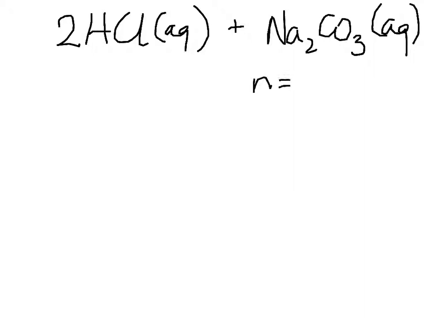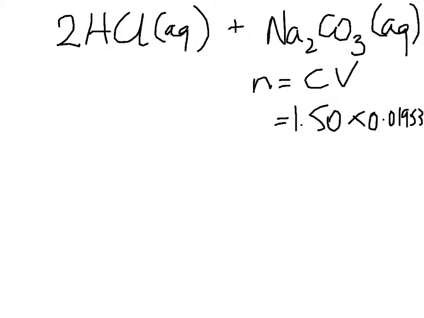All right, so we have in the titration step, N equals CV, equals 1.50 times 0.01953 litres. And that equals, just let me get my calculator out, 1.5 times 0.01953 equals 0.029295 mole.